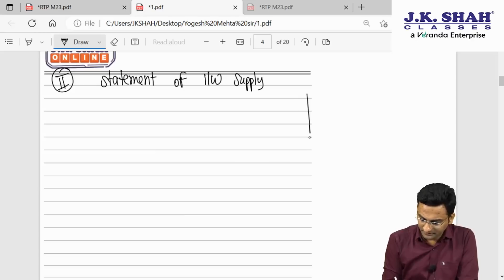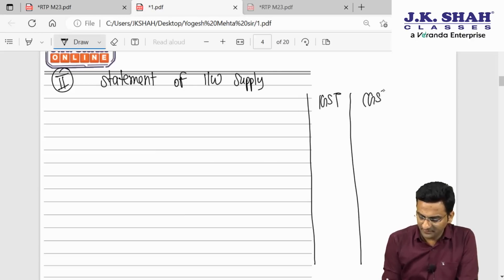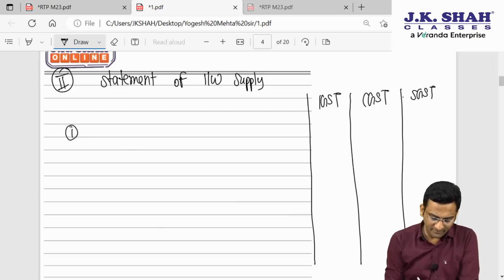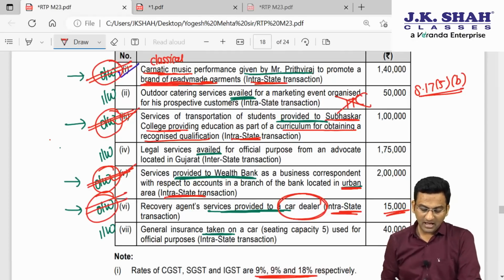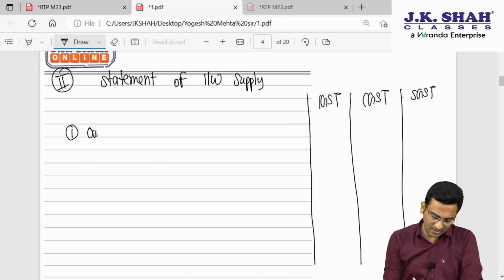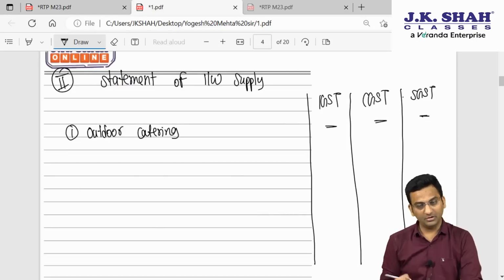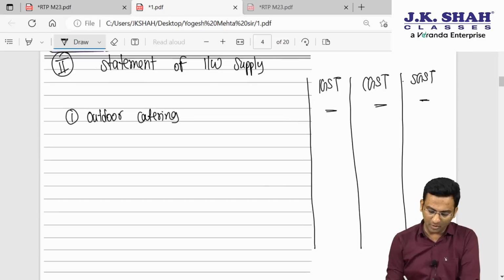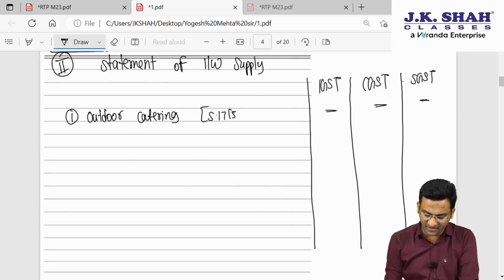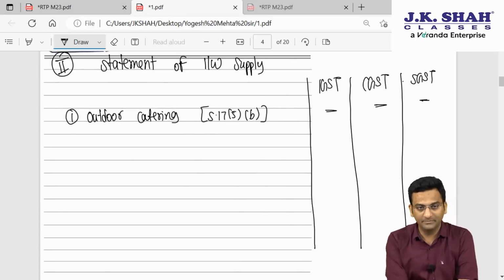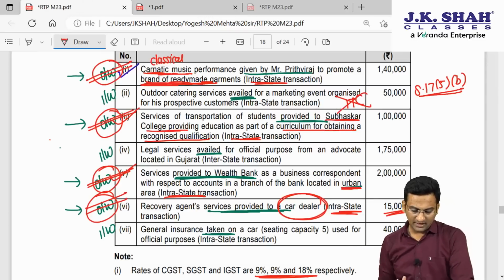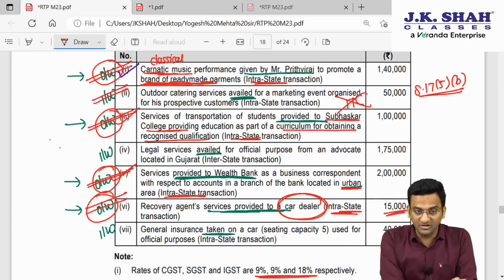Again 3 columns: IGST, then CGST and then SGST. Now point number 1, friends, outdoor catering services. Tell me friends whether the ITC is available or not. No, ITC cannot be availed because it is blocked under section 17 subsection 5. And if you do remember the clause, then write also B. Correct friends? Then next, so we finish the point number 2 also.